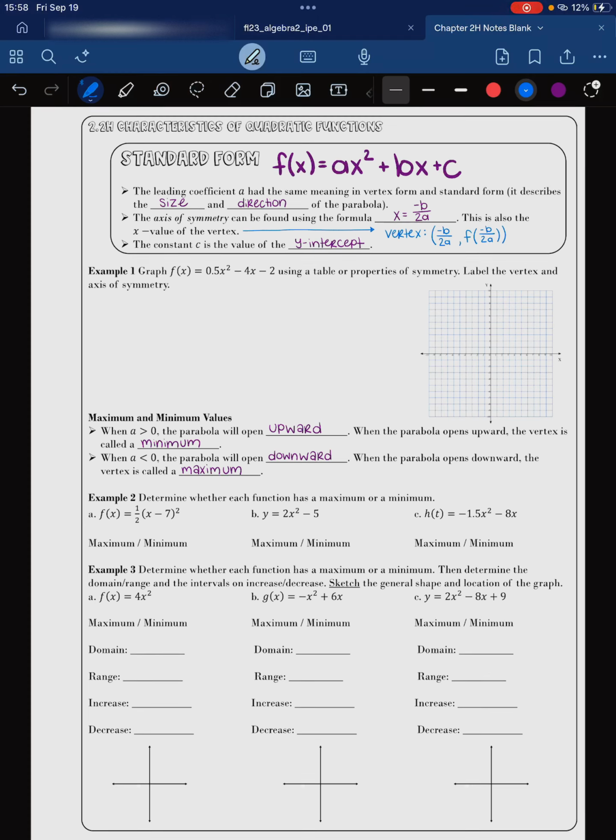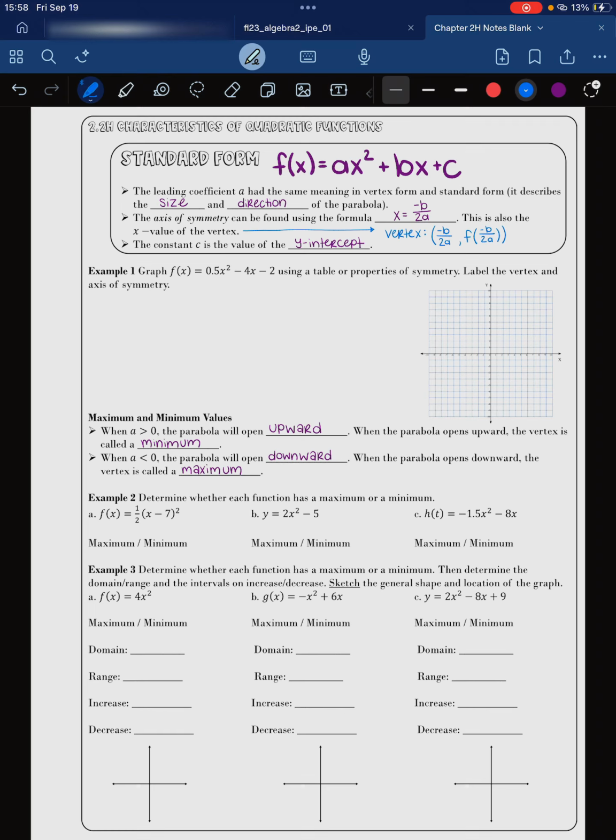Hey y'all, welcome to our 2.2 video, Characteristics of Quadratic Functions. Today we're going to look at two different forms of quadratics. In 2.1 we looked at vertex form, and today we're going to look at standard form and factored form.